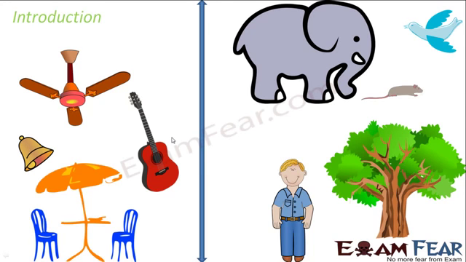If you see here, on the left hand side, you can see the fan, the bell, chairs, tables, umbrella, guitar. All of these are categorized as non-living. Whereas on the right hand side, we have a man, elephant, rat, birds, trees. They are all classified as living organisms, right? Now the question is, how do we actually distinguish which organism is living and which is non-living?